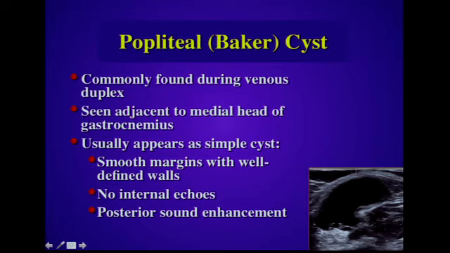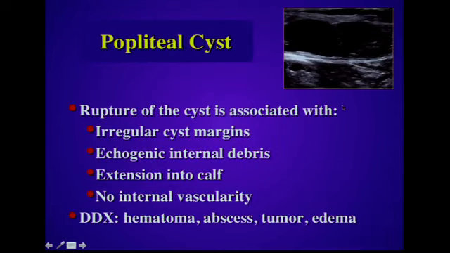Here in this example of a popliteal cyst, you can actually see the connection with the underlying bursa. Now, popliteal cyst can become complicated, usually with rupture of the cyst. And when the popliteal cyst becomes a complex cyst, it may demonstrate irregular cyst margins, echogenic internal debris. You may see extension into the calf, but there should be no internal vascularity. And this is one way we can distinguish it from some type of mass or tumor.